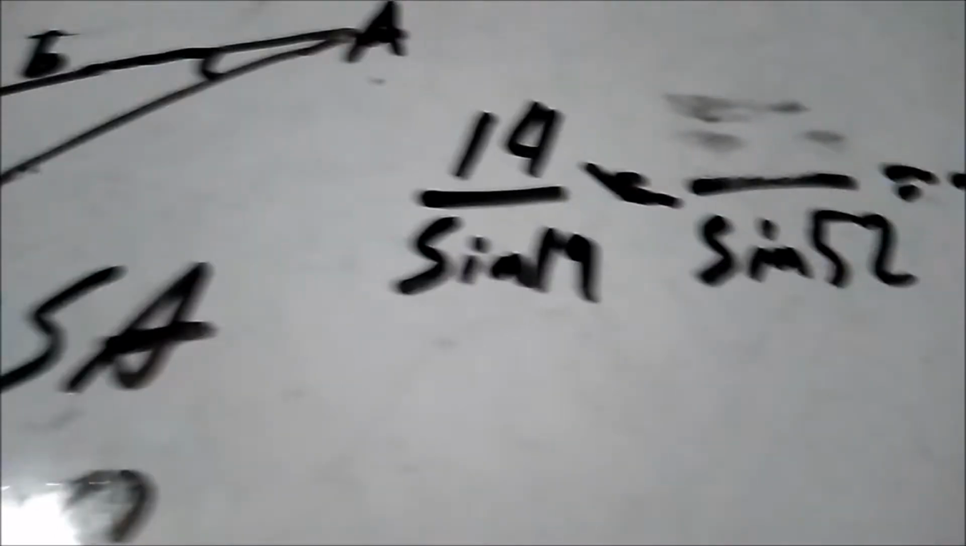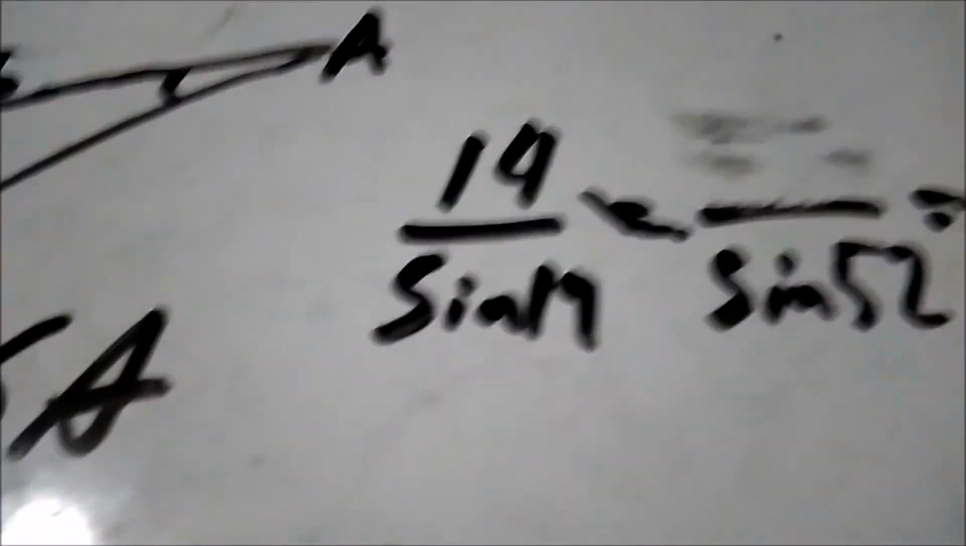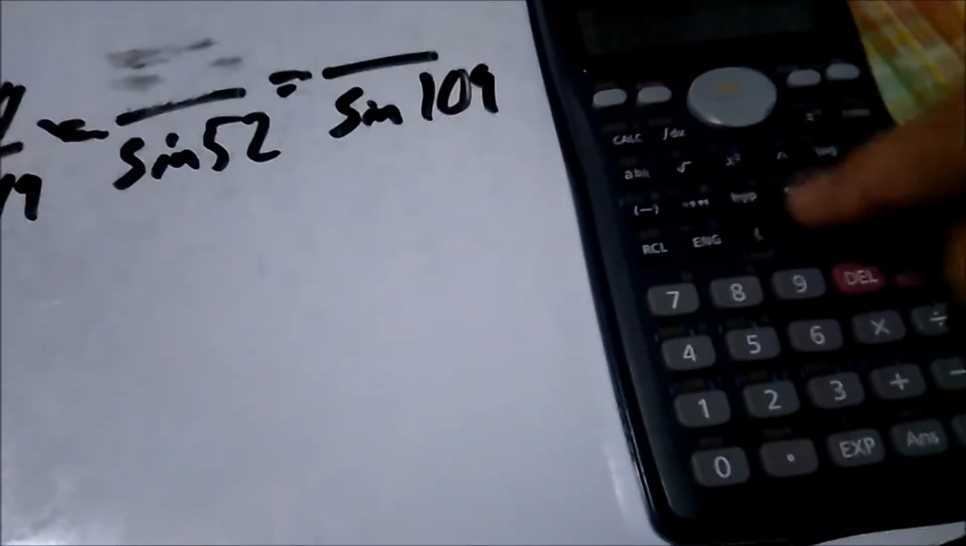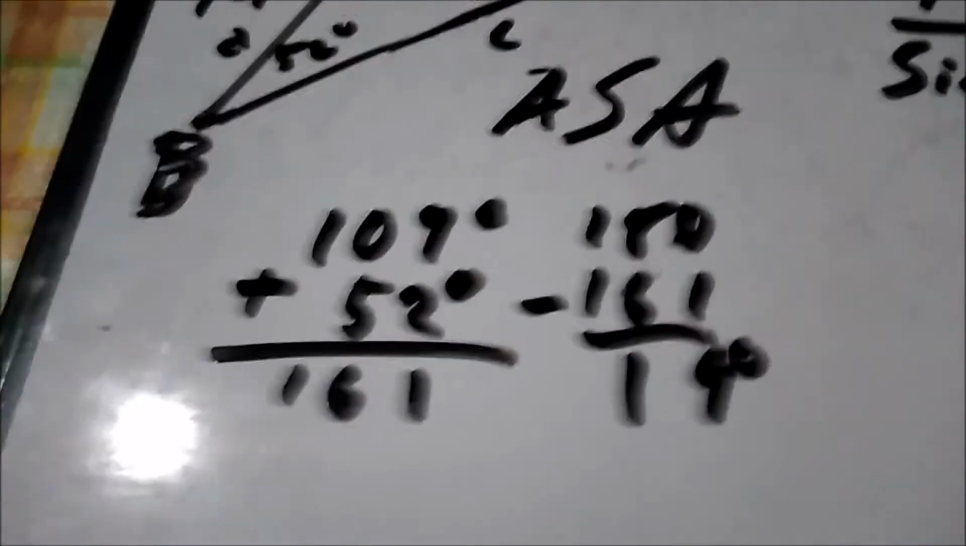But now, let me erase it. Through the use of a calculator, I will solve it. So you should use a calculator because I don't know the value of sin yet. So 14 times sin 52, and its answer is 11.